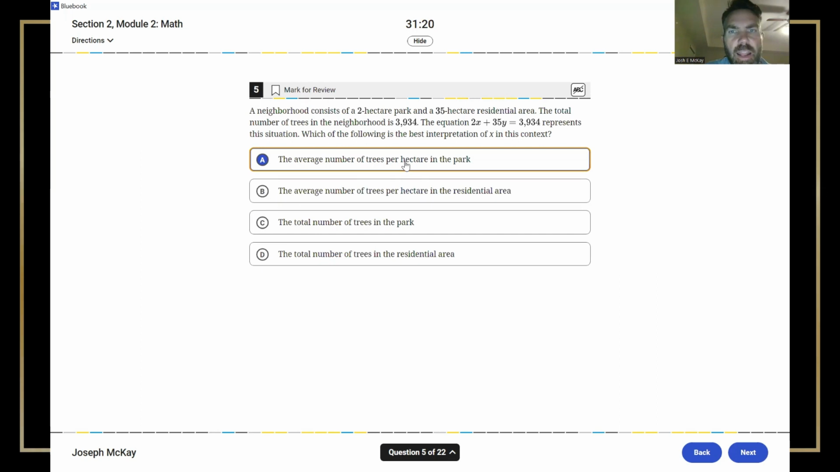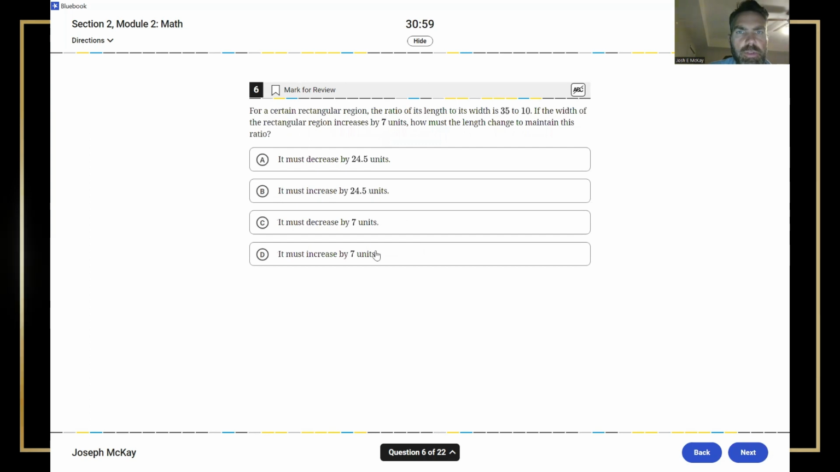It has nothing to do with the residential area, because remember, the x goes with the 2, and the 2 is with the park. So you're kind of tempted between A and C, but the total number of trees would be what you get after you multiplied by 2. So it would be A.